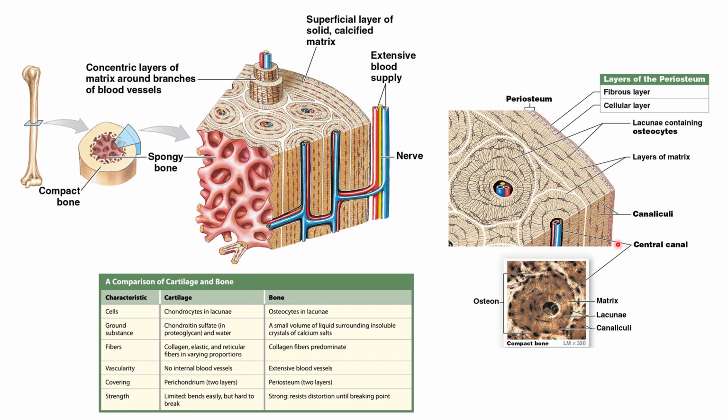And then connecting all of our different layers of matrix, we have these different small canals that we call canaliculi. So canaliculi are roughly translated as little canals. And in between these canaliculi, these areas that connect our different layers, we're going to see our osteocytes residing in here as well, within the lacunae.